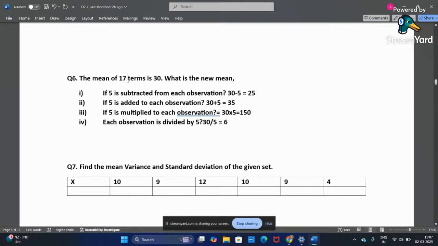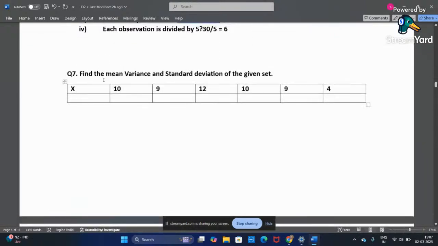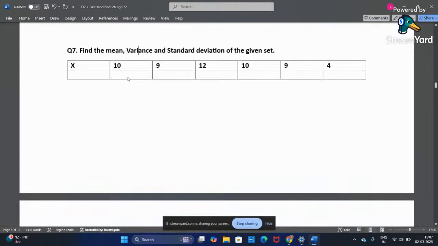Instead of 17 terms, they may give 18 terms or any number of terms. You just need to see this mean value. If they tell you to add, you add; if they tell you to subtract, you subtract, or multiply, or divide. Then now let's find the mean, variance and standard deviation. Try to solve.